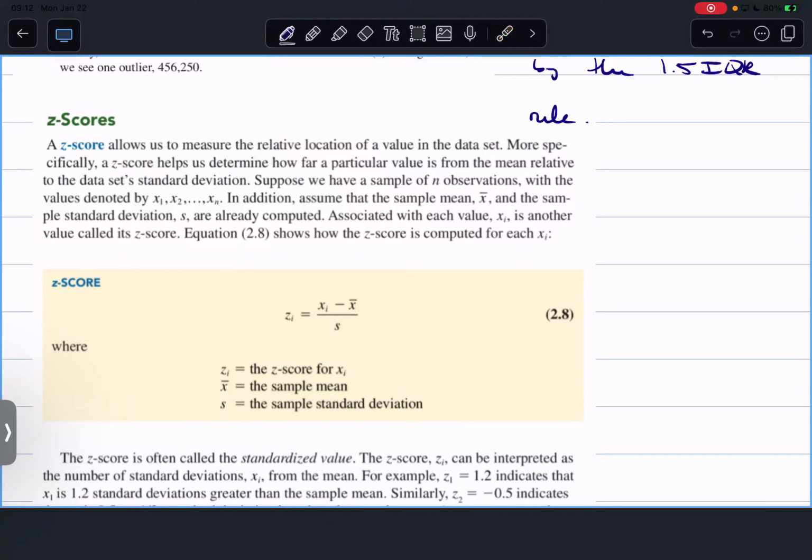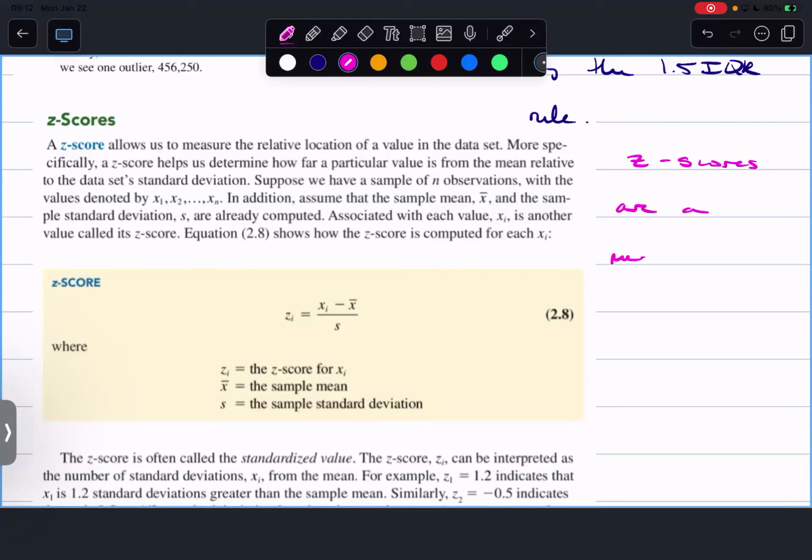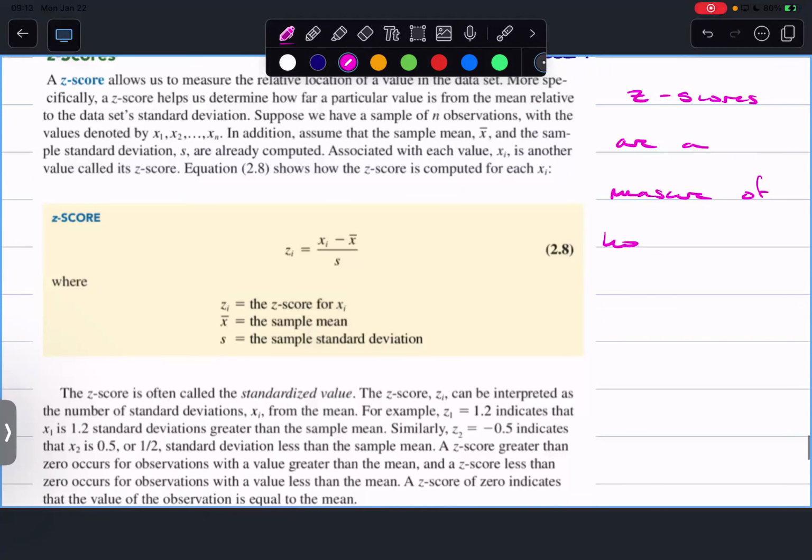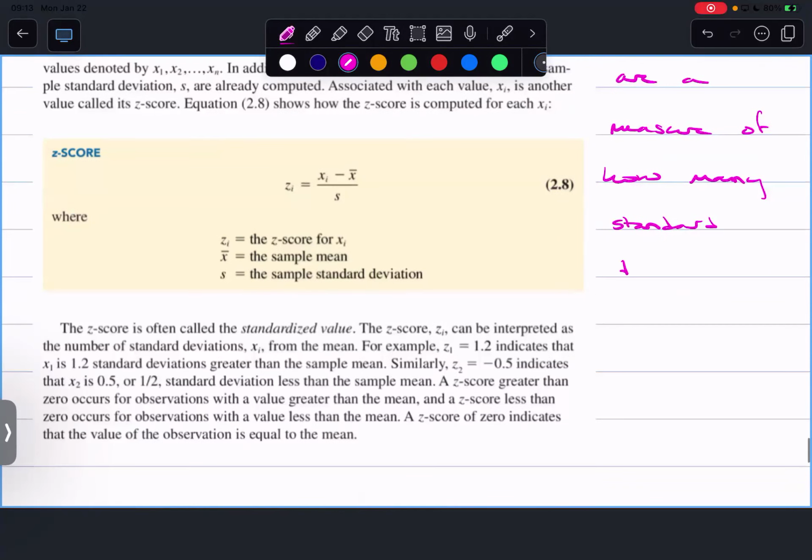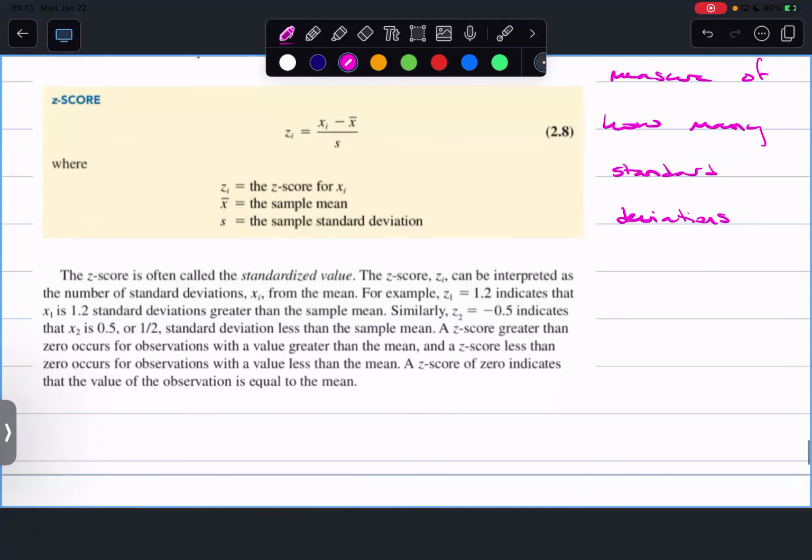And so Z-scores are a measure of how many standard deviations a value is from the mean.